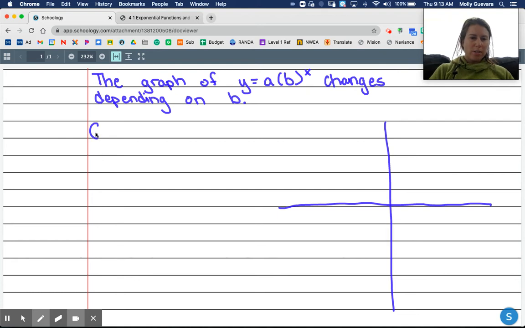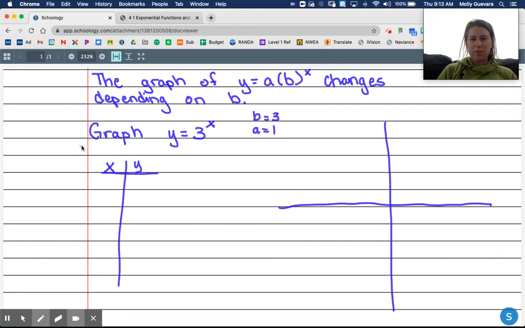So if I wanted to graph, for example, y is equal to 3 to the x, B is 3, A is 1, right? B is my base, so that's 3, and for A there's no number written out here, so A is just 1. So we can make an XY table.